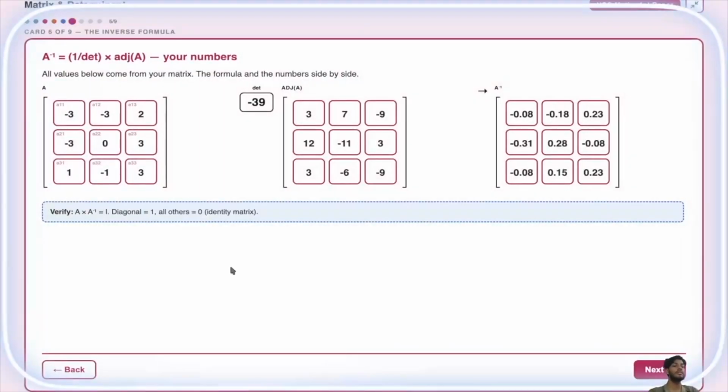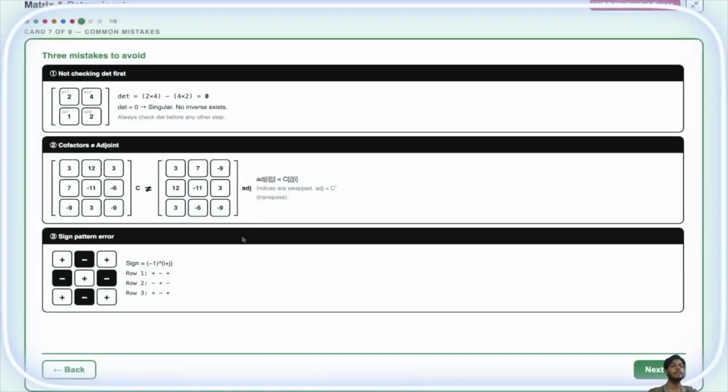So here we are going to summarize the whole process. We got a matrix, this was our matrix, and we found its determinant and its adjoint matrix. Then we used this formula: 1 by determinant times the adjoint matrix, and we get the inverse matrix. Next we're going to talk about three mistakes that we make.